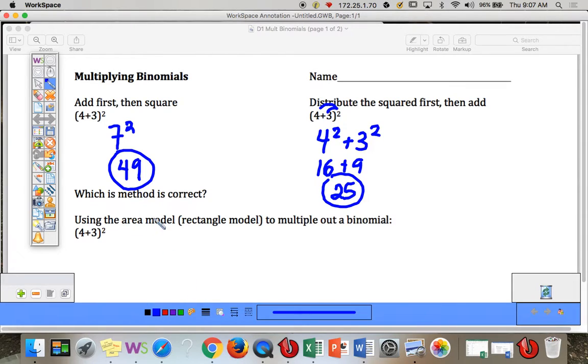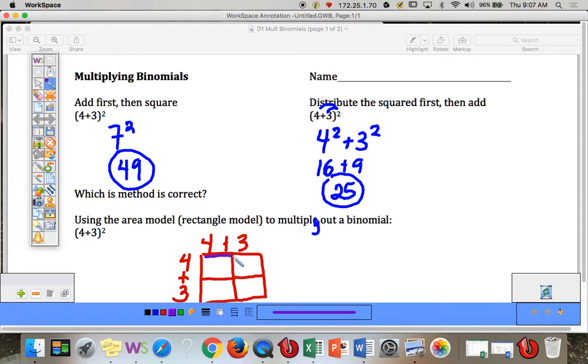Let's do it one more way, using the area model to multiply out a binomial. So this one right here, if we have 4 plus 3 and 4 plus 3, I'm going to build these into rectangles and find the area of each rectangle.